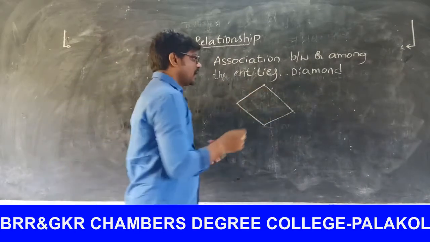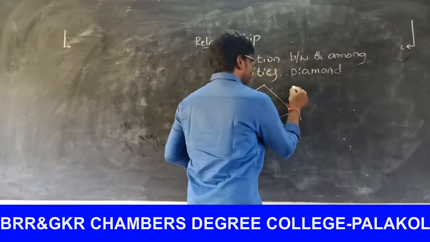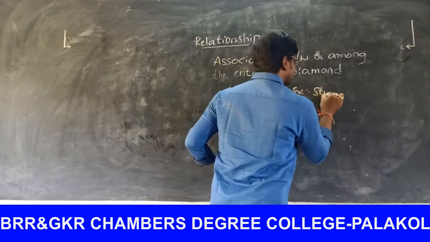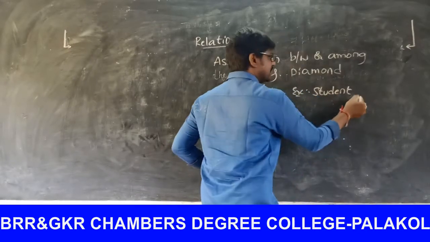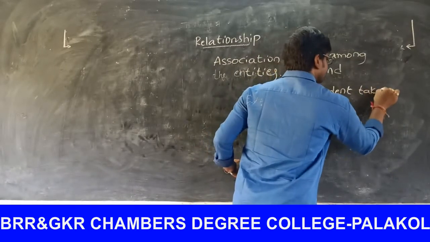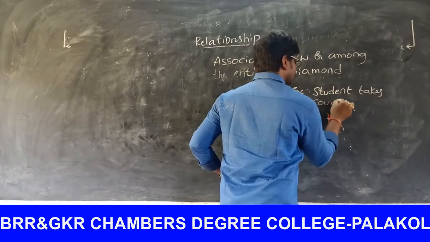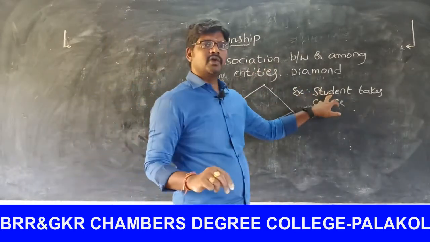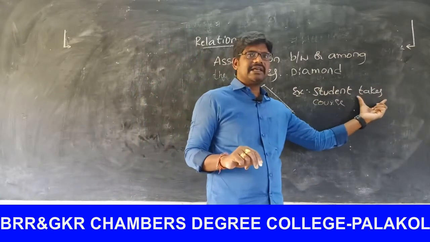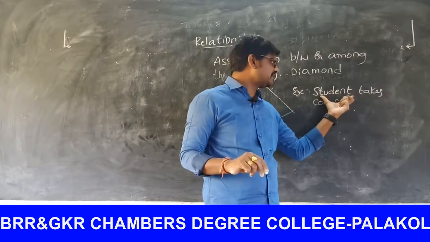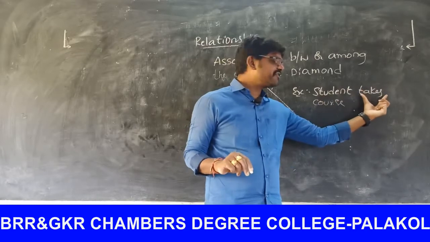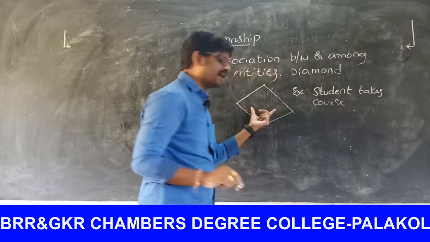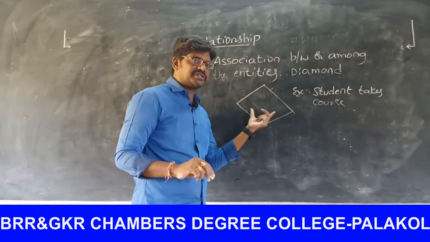We have already discussed this previously, so I am taking one example: student takes course. Here, student is an entity and course is an entity. Takes is the connecting word between these two entities. This is a verb form. That's why we take it as a relationship.